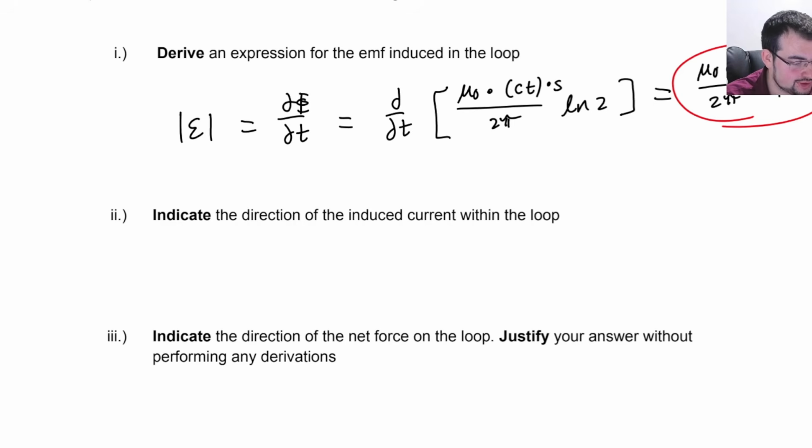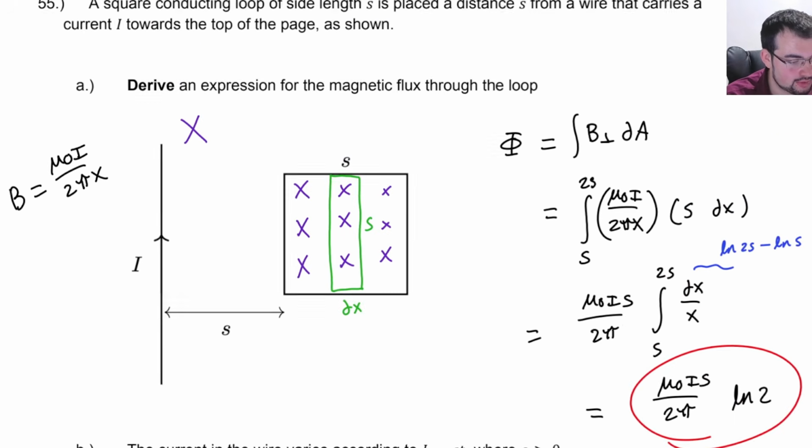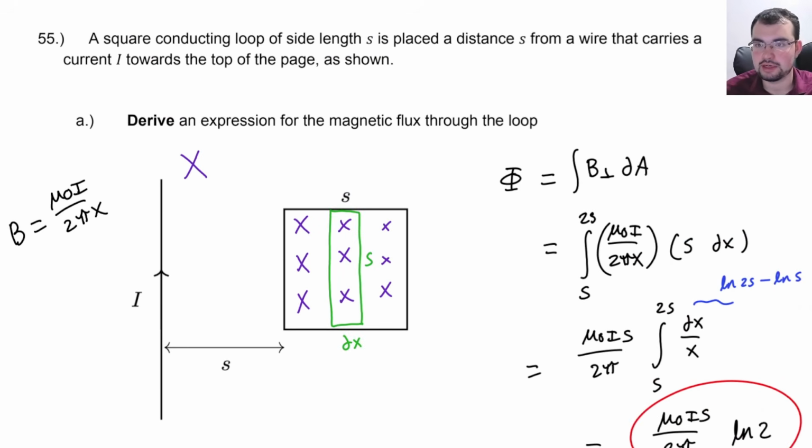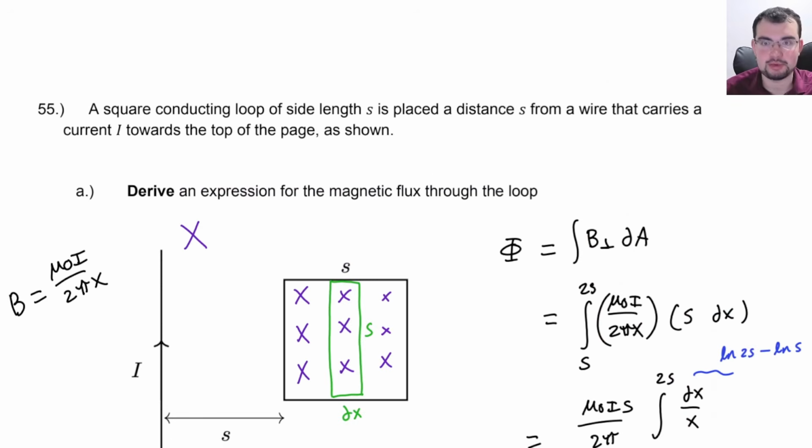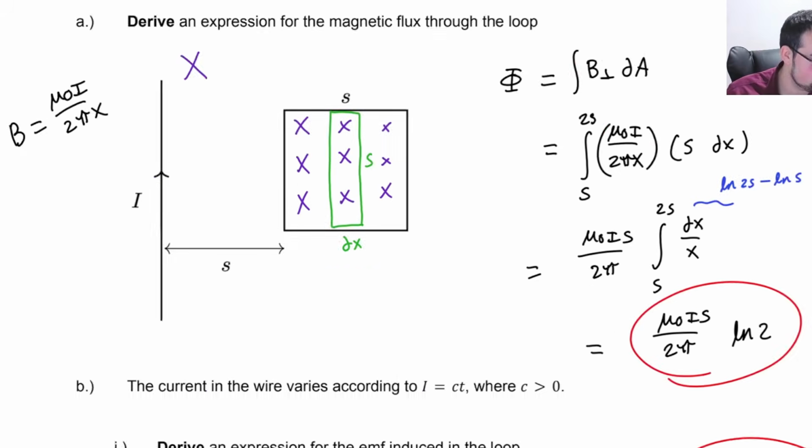What is the direction of the induced current within the loop? Well, it says the current is increasing, right? Yeah, the current is increasing. So I'm getting more x's, more x's, more x's. So what does that mean? Well, to oppose more into-the-page B field, we need to get an out-of-the-page B field. So that's going to be counterclockwise.